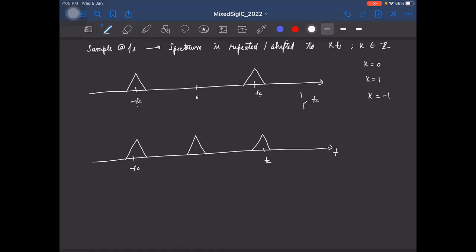Now for k equal to -1, what will happen? This portion will again shift to the left by Fc. So we'll have a component at -Fc. And this will again come to 0. So we'll have the same thing repeated. Right? So we can do this for other multiples of Fc, and you'll finally notice that when you sample it at Fc, you'll have the spectral copies at all integer multiples of Fc.